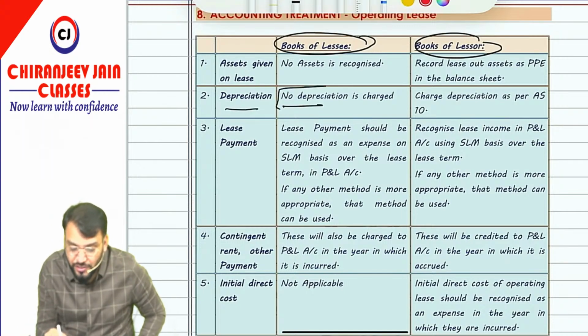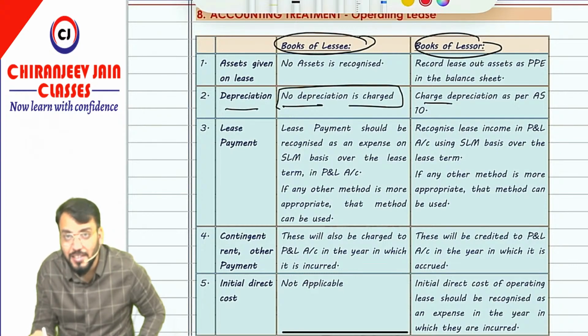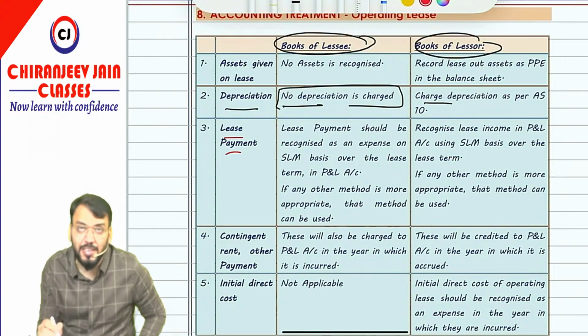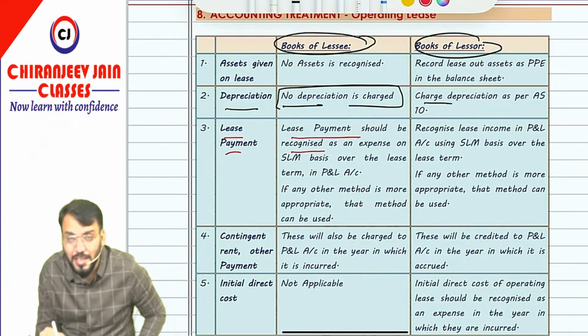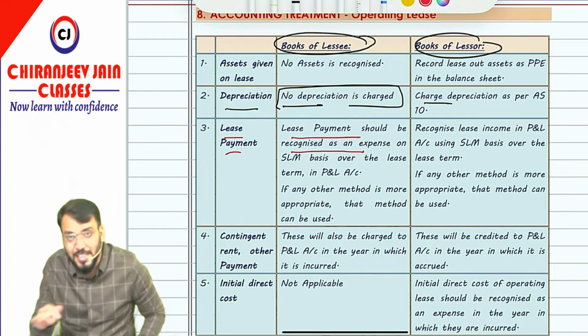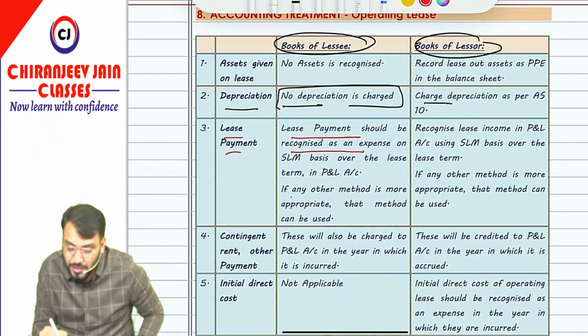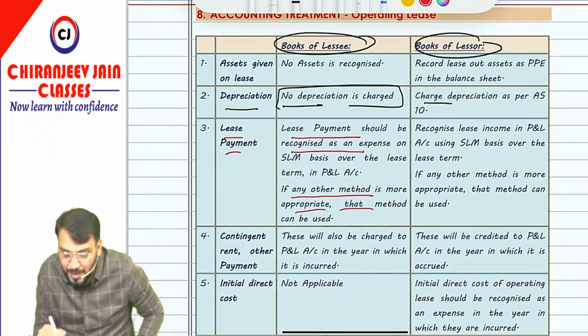Depreciation: no depreciation in the books of lessee, but lessor will charge depreciation as per the requirement of AS 10. Lease payment, what they say is that lease payment should be recognized as an expense over the lease term on SLM basis unless there is some more appropriate method. Means if any other method is more appropriate, that method can be used.